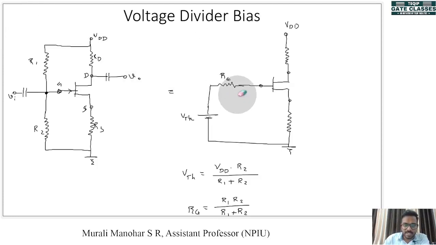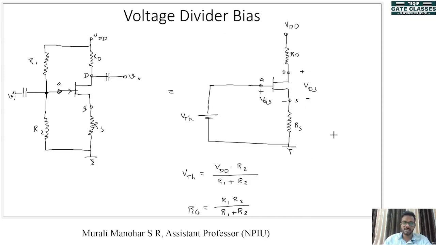Again there is no drop in RG, so we can replace RG by a short circuit. So our final circuit will look like this. Here we have VTH, which is VDD into R2 divided by R1 plus R2, and across gate and source we have VGS, this is RS, this is RD, and between drain and source we have VDS.